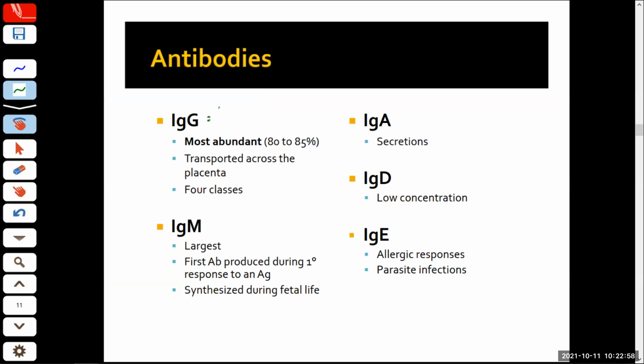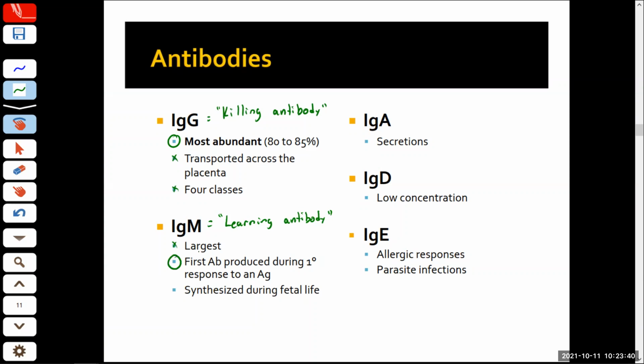IgG, this is known as the quote unquote killing antibody. This is the thing that's going to go around actually killing or deactivating most viruses. The reason why I say IgG, immunoglobulin G, is it is by far the most abundant. Don't need to worry about the other two. IgM, this is the learning antibody. Yeah, it's the largest, but that's not important.